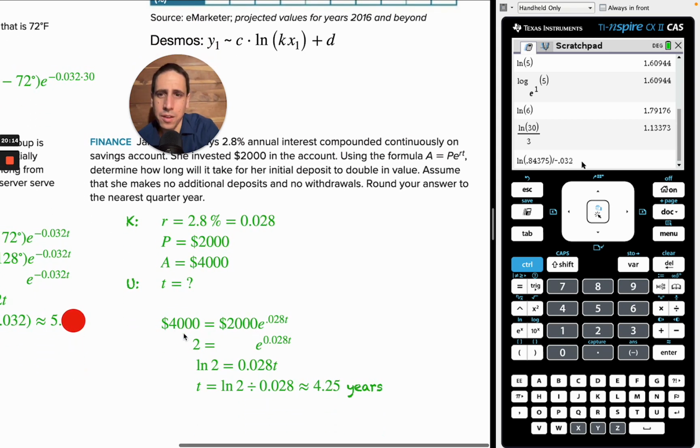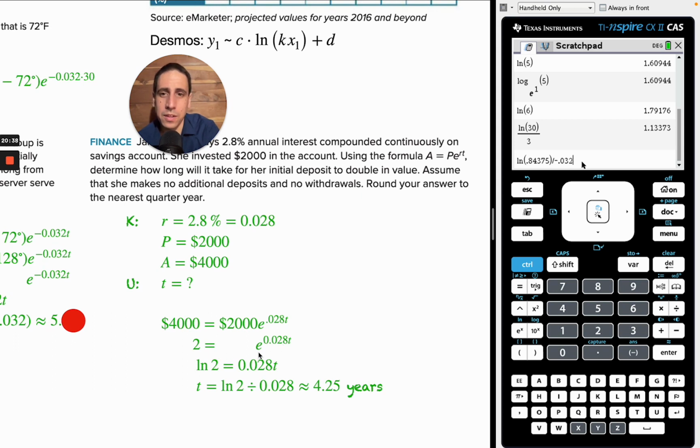And if you divide both sides by 2,000, you get 2. This 2 actually represents the double in value. So if you wanted to, you could jump straight to this kind of formula here, this A over P. A divided by P is 2 because we're looking to see how long it's going to double. And so if you wanted to, you could just say it's 2 equals e raised to this. The 2.8% gets turned into a decimal of 0.028 times t.